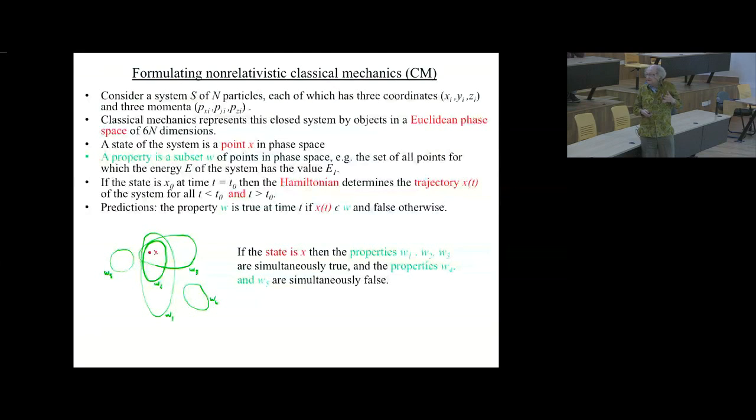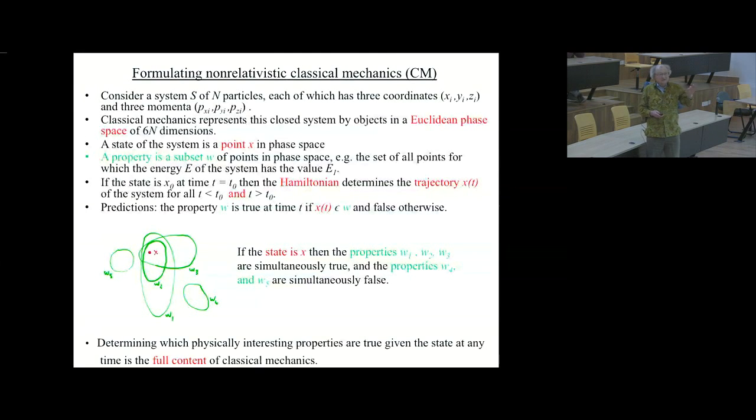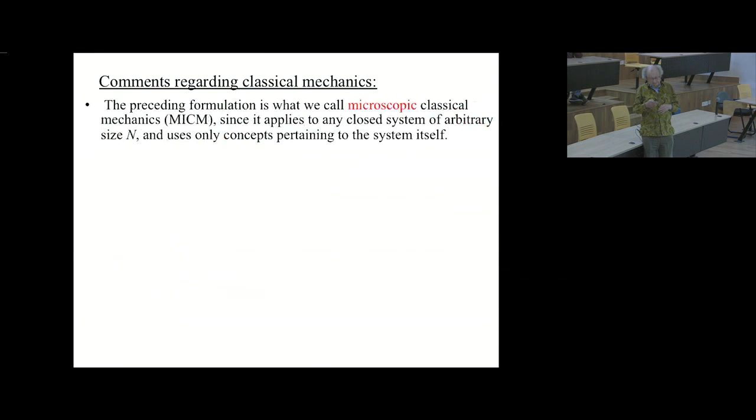And all of classical mechanics is determining which properties are true. There's an infinite number of properties, but some of them are uninteresting, and you want compact subsets, because those are the ones that are physically interesting. Determining which physically interesting properties are true, given the state, at any time, is the full content of classical mechanics. Those are the only predictions of classical mechanics. So let me make a few comments.